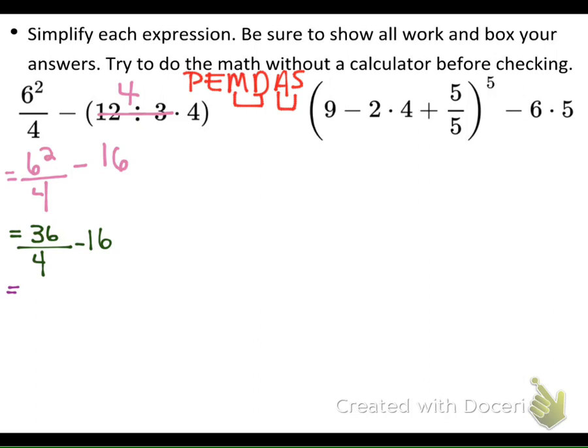What's 36 divided by 4? Okay, then I write down the rest of my problem. Now, this part's the easy part. It's solving a one operation expression. We're down to 9 minus 16. So if you type into your calculator 9 minus 16, what do you get? 87. And that's my answer.